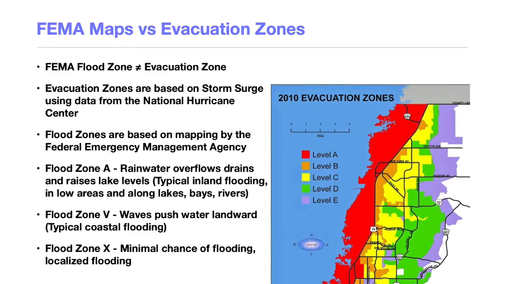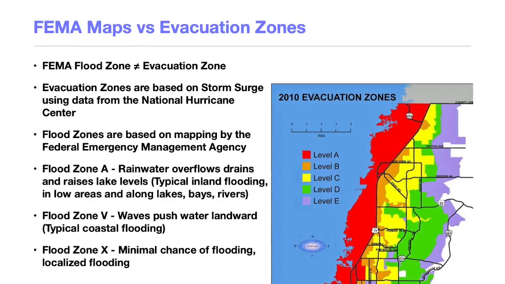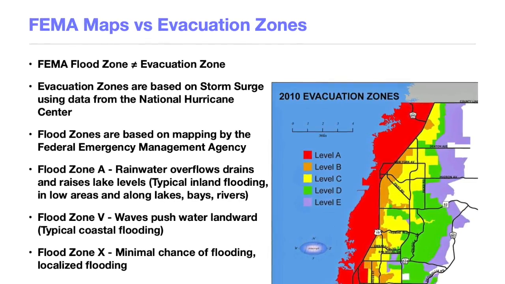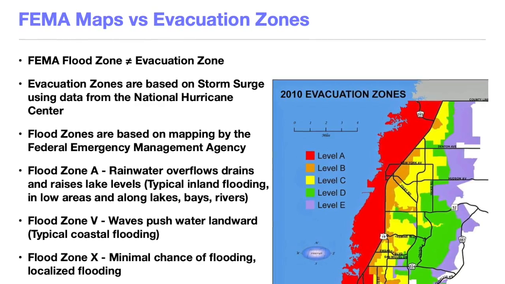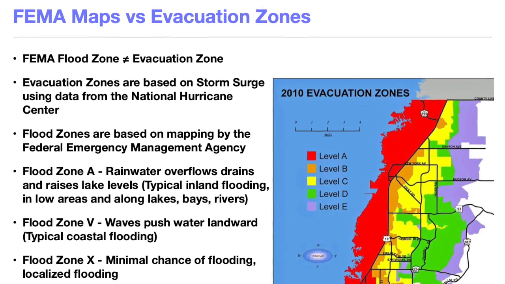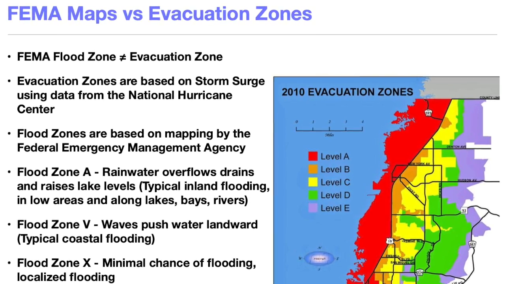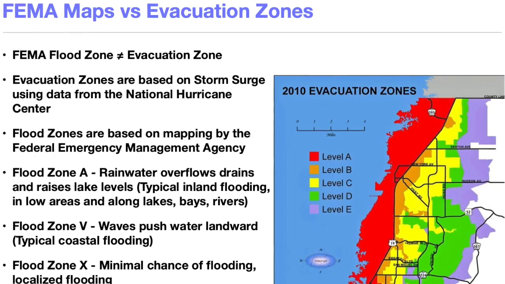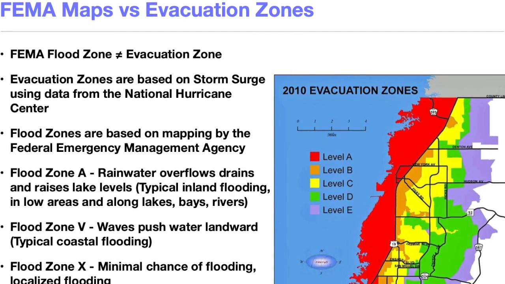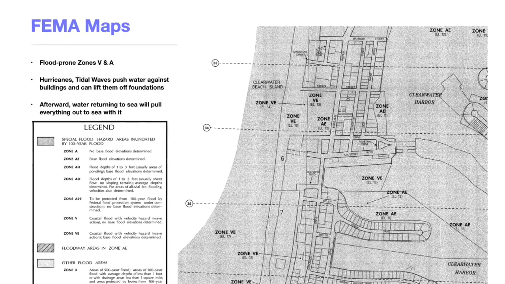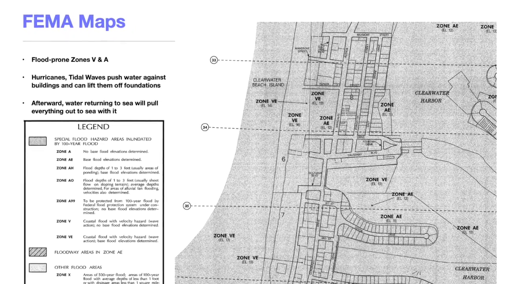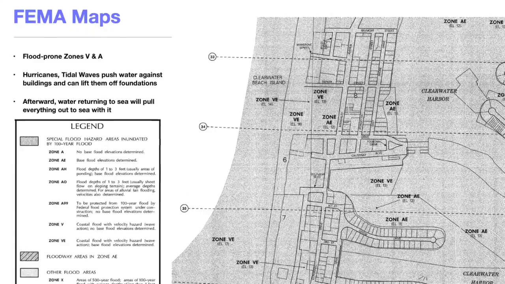FEMA map flood zones versus evacuation zones. These are easily confused, but it's pretty simple when you look at it this way. Evacuation zones focus on the safety of people and getting people out of harm's way, while the flood zones focus on building safety, so making sure the buildings are still there after the flood or wind event.